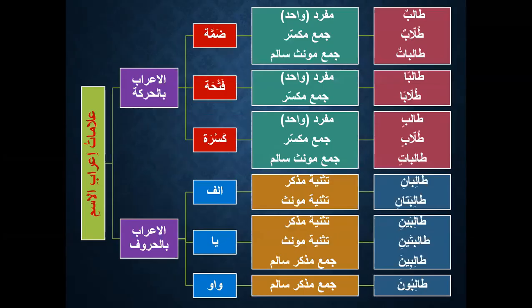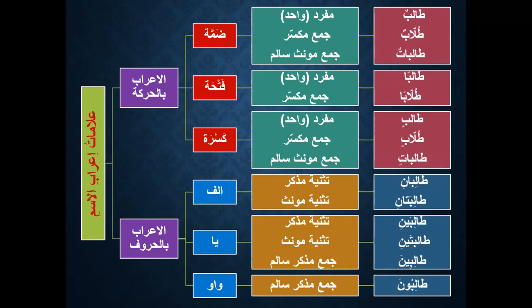What are the i'rab that you look at? What are the last letter signs that you look at? So these six: either you get a dhamma at the end. So where would you find a dhamma? In the singular, dhamma: al-kitabu or dhammatan, kitabun. You can have the same in jama mukassar, a broken plural. Rajulun becomes rijalun. Again, dhammatan at the end. Ar-rijalu. See, dhamma is there, singular, or two together as nunation, tanween.